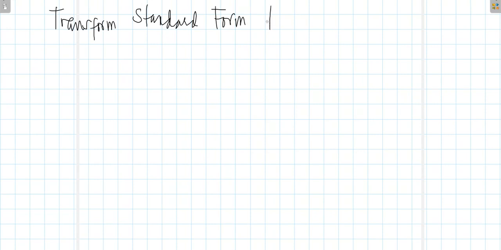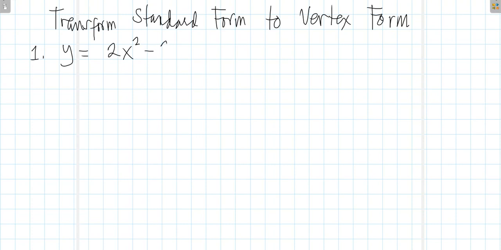How about, how are we now going to transform standard form to vertex form? Okay, so we're going to change, for example, this is your standard form. Y is equal now to 2x squared minus 2x minus 1. So how are we going to change this to vertex form?